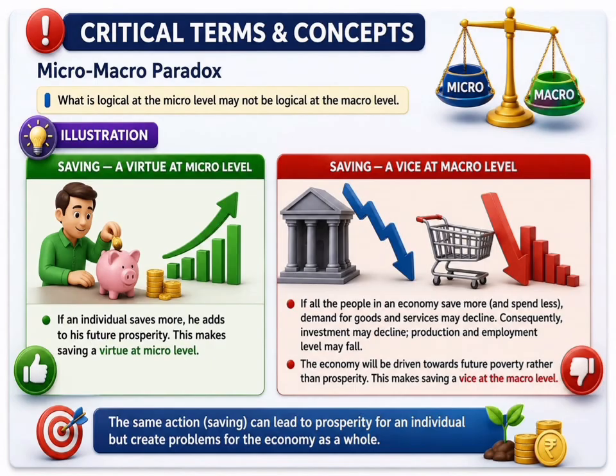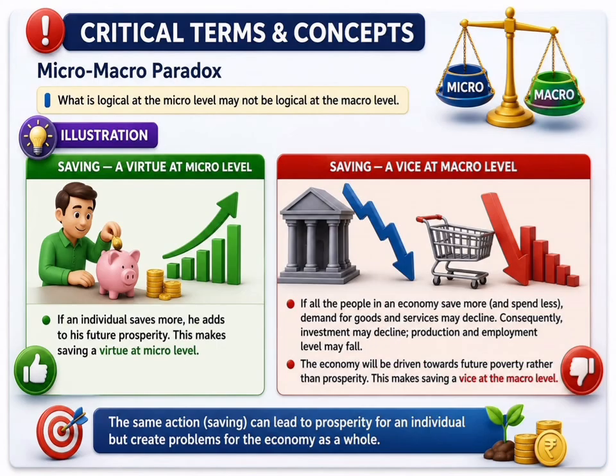Students, now let's learn an interesting concept called the micro-macro paradox. So first, what does the word paradox mean? A paradox means a situation where something that looks correct in one case may become incorrect in another case. In simple words, what is good for one person may not be good for the whole economy or whole country. This is called the micro-macro paradox.